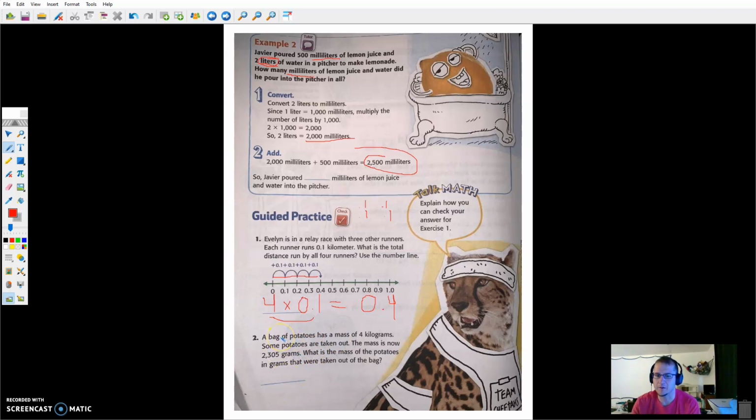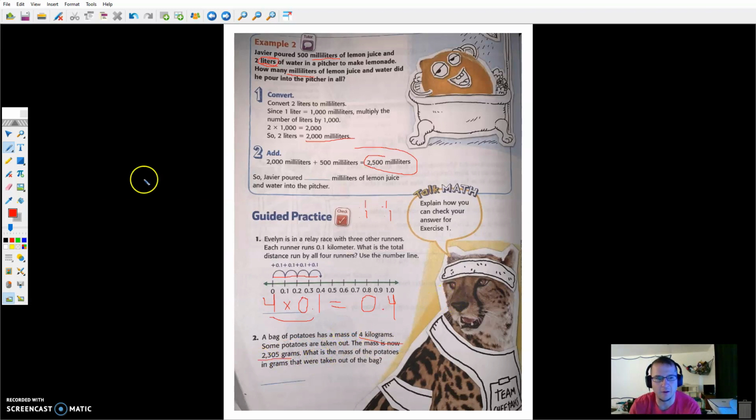A bag of potatoes has a mass of 4 kilograms. Some potatoes are taken out. The mass is now 2,305 grams. What is the mass of the potatoes in grams that were taken out of the bag? Okay, so we know that the bag is 4 kilograms, and we know that there's 2,305 left.